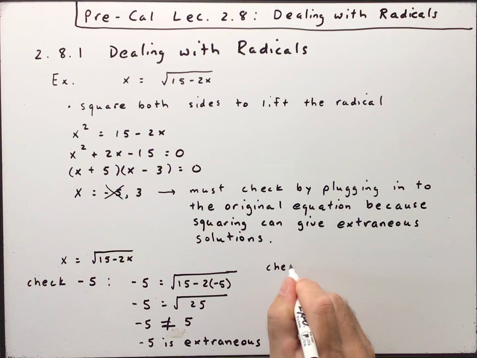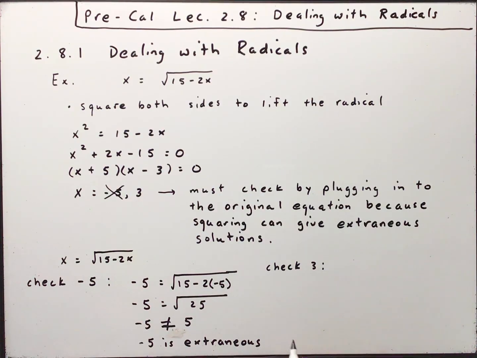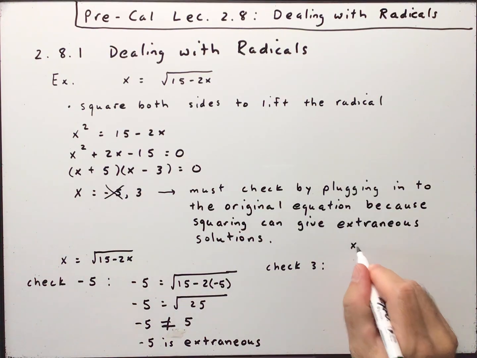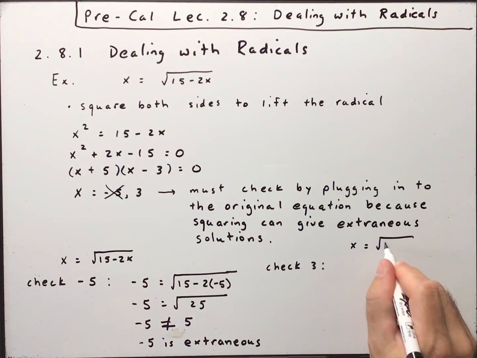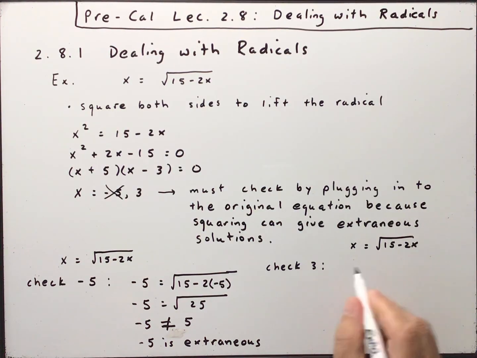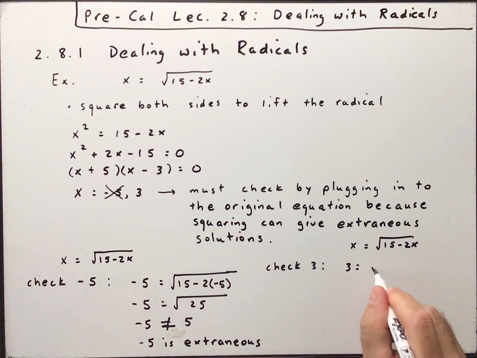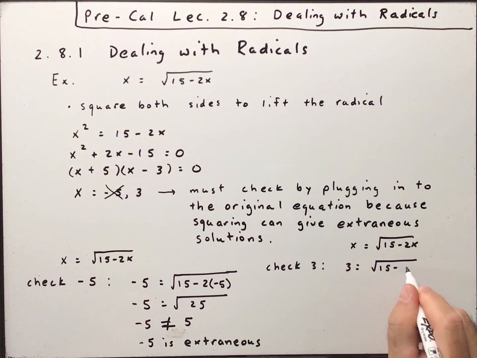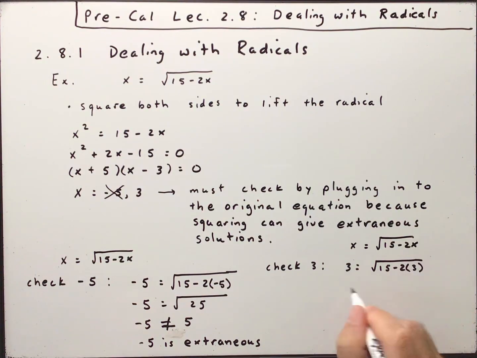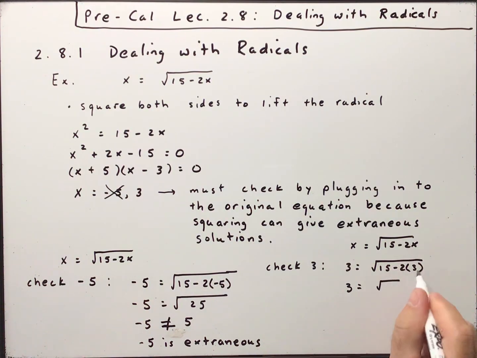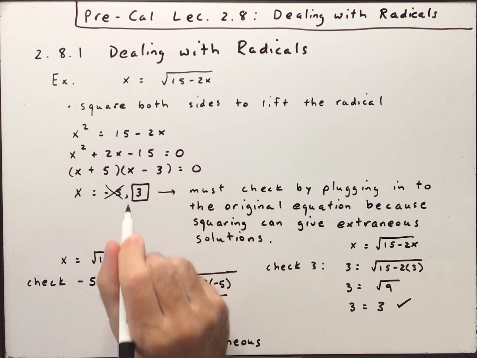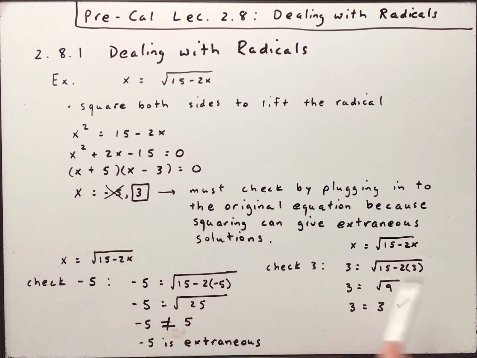So let's check 3. So we have our original equation. x is equal to the square root of 15 minus 2x. So checking 3, I have 3 is equal to the square root of 15 minus 2 times 3. 3 is equal to the square root of 15 minus 6, which is 9, so 3 is equal to 3. So 3 checks. So we can circle 3. That's our only solution. Negative 5 is an extraneous solution.